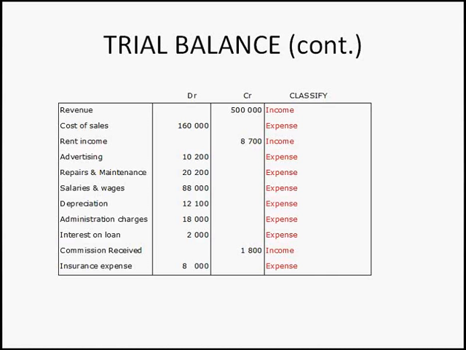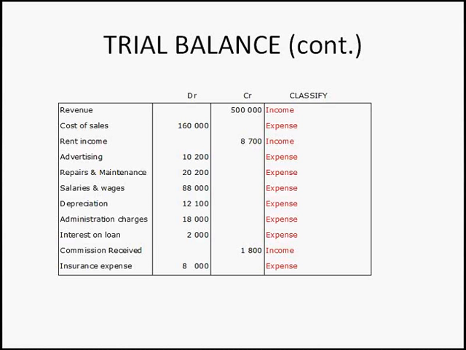Administration charges is an expense. It's something you pay monthly. Interest on loan is an expense. You also pay that monthly or at least once a year. Commission received is an income because it's money I receive, and you'll see it's in the credit column, so that tells me that it's an income. And insurance expense or insurance paid is an expense as well.